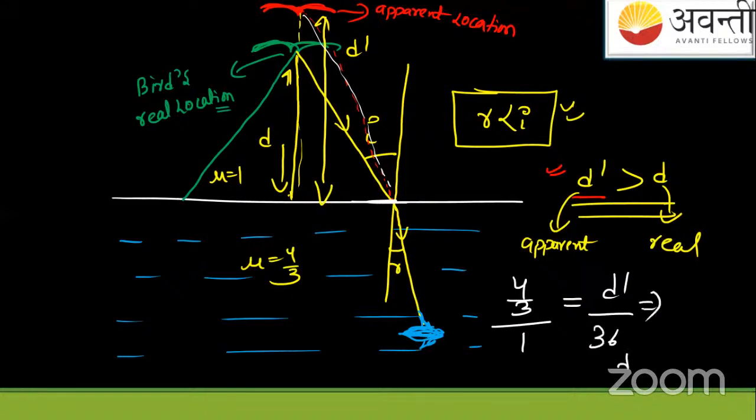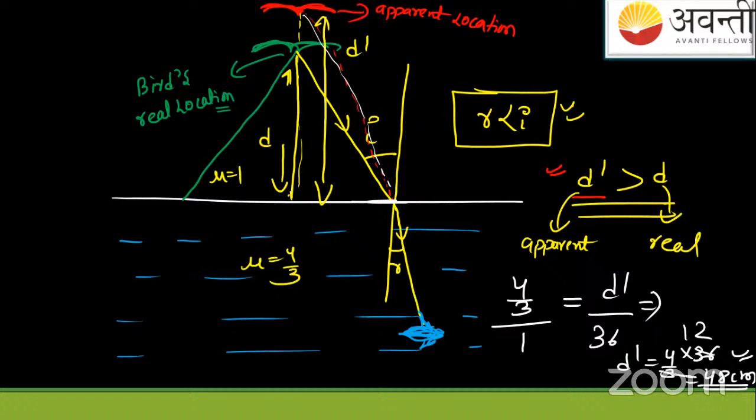So now we'll solve for this. You'll get the answer as D dash equals 48 centimeters. Got it? And it matches the physical significance which we have extracted, that the apparent location is at D dash, which is greater than D.